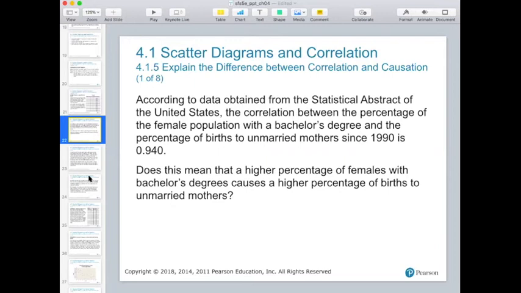Let's look at this one. According to data obtained from the Statistical Abstract of the United States, so you got all this data to pull from, the correlation between the percentage of the female population with a bachelor's degree and the percentage of births to unmarried mothers since 1990 is 0.94. So that correlation coefficient is high. What we want to know is, are they related?